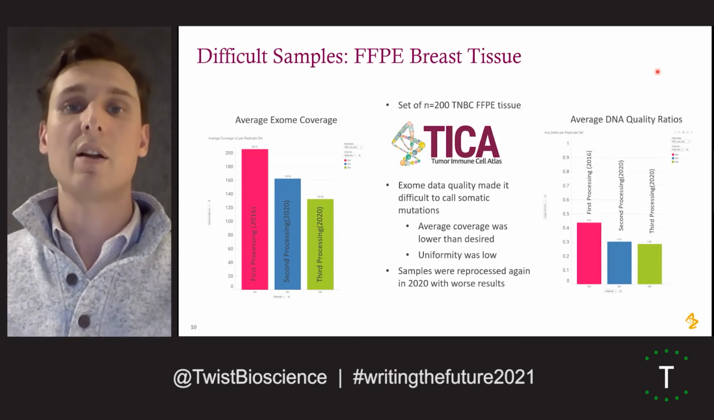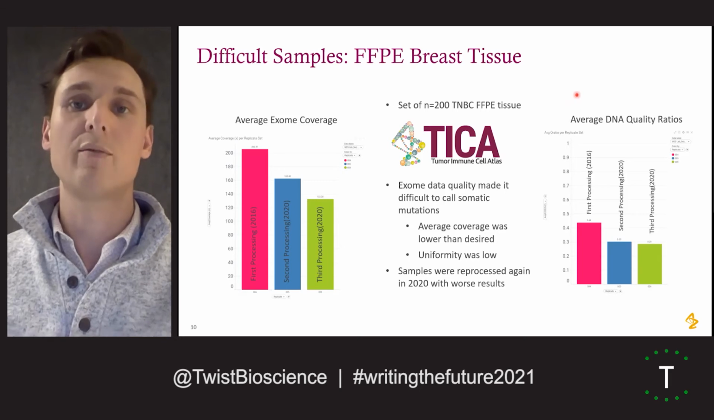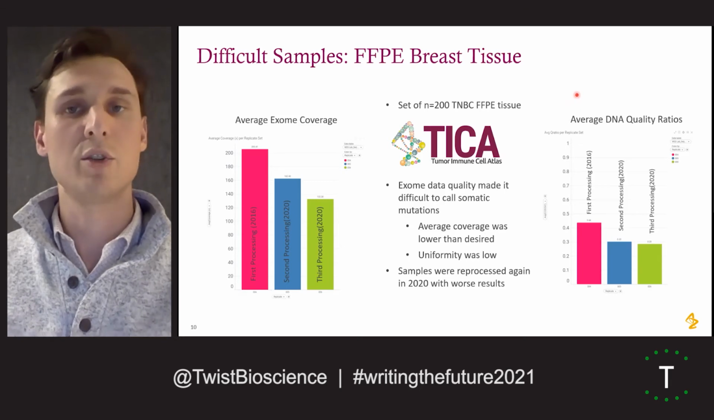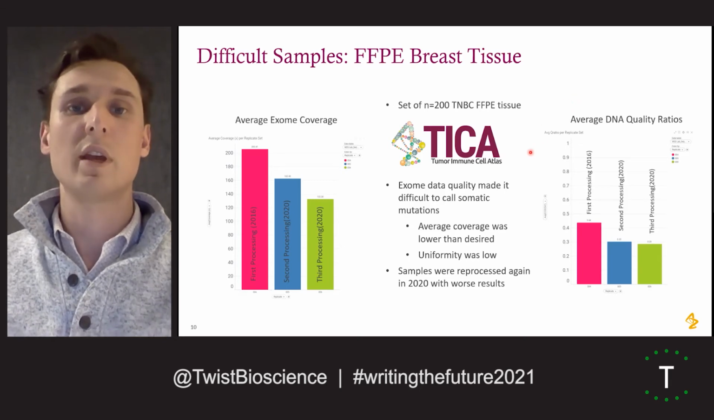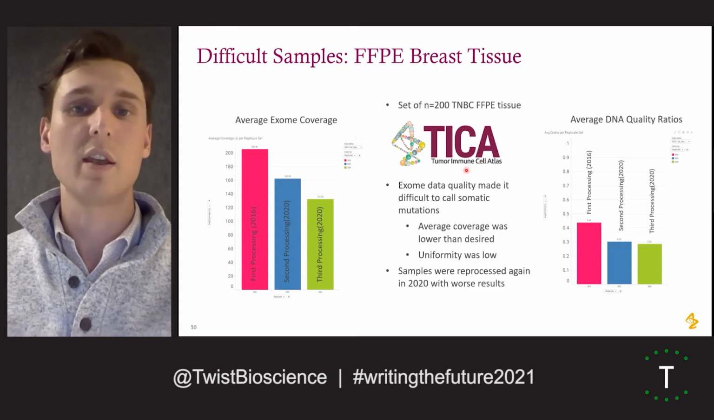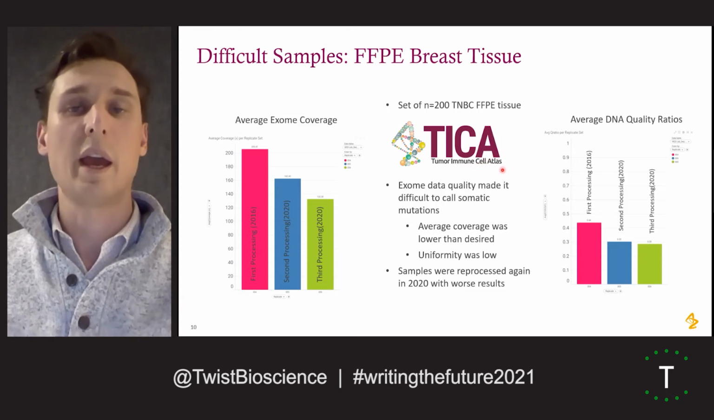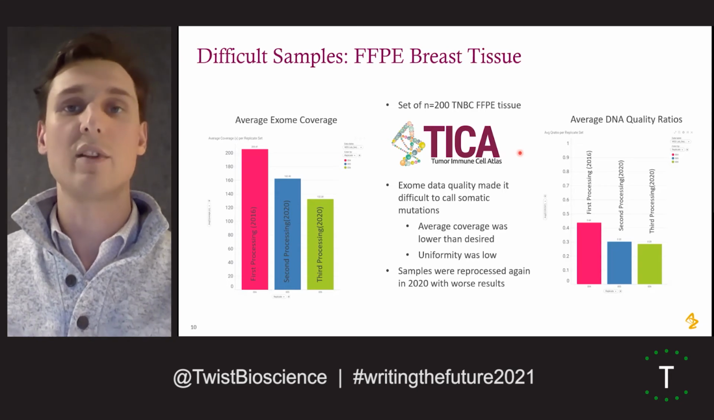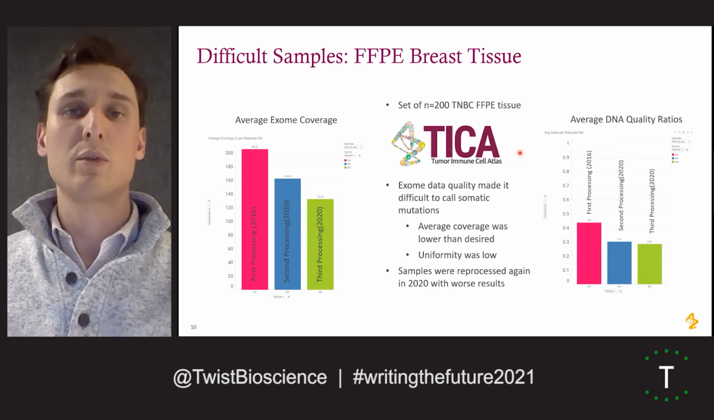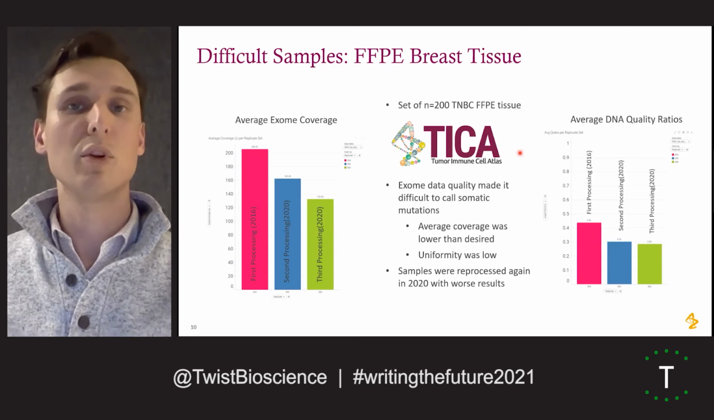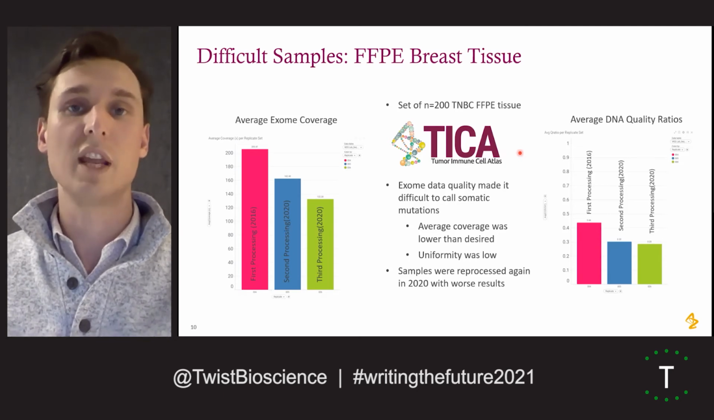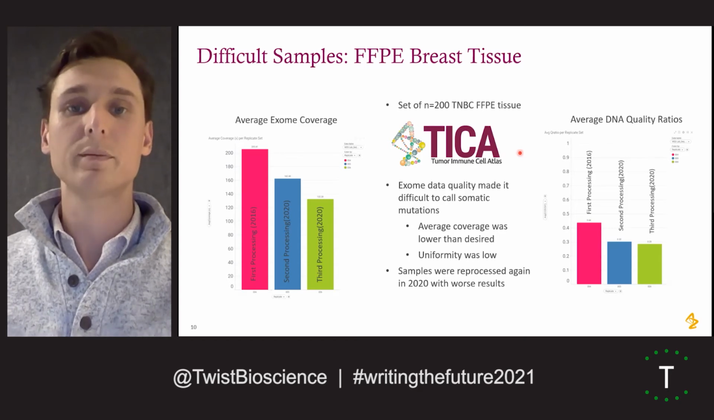So we had a set of 200 triple negative breast cancer FFPE tissues, and this is from the AstraZeneca TICA, Tumor Immune Cell Atlas cohort. And TICA, you can think of it kind of like AZ's internal mini TCGA, where we're trying to layer multi-omics levels of data on top of each other to better understand the tumor microenvironment.